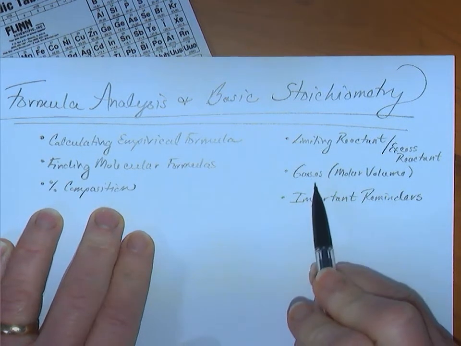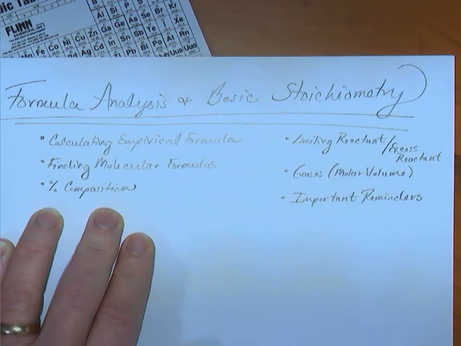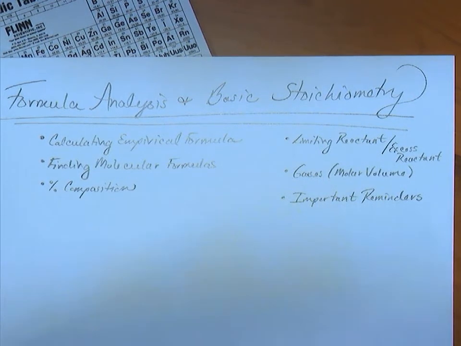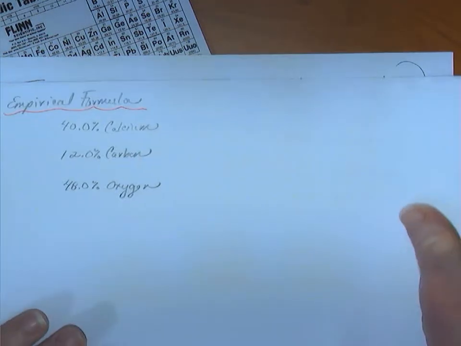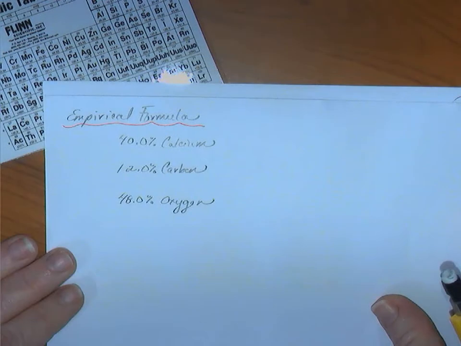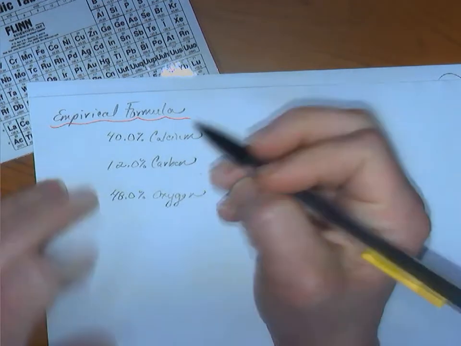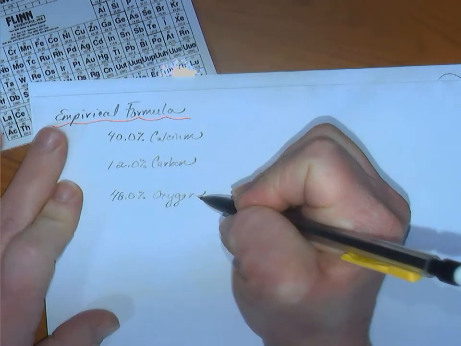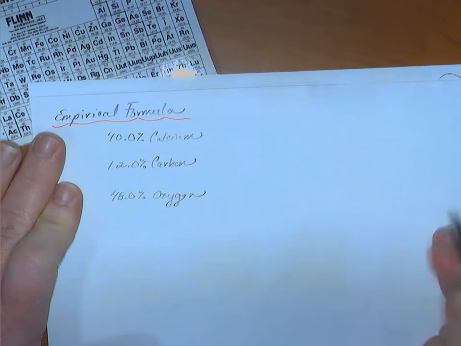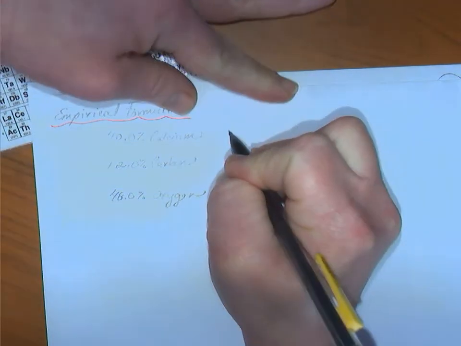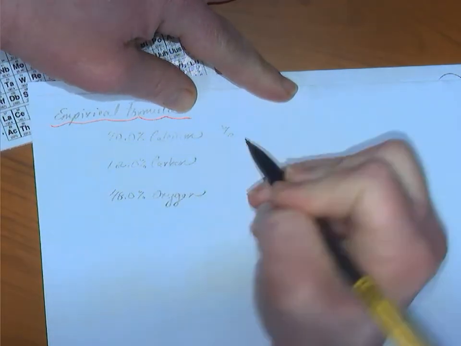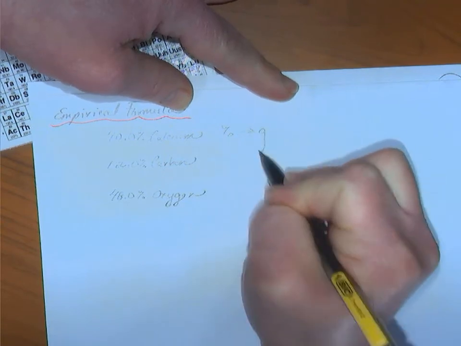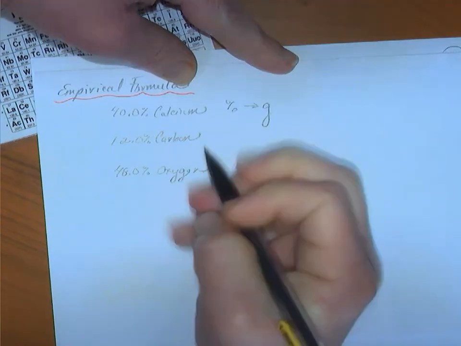How about when gases are involved in stoichiometry? And then just some important core reminders. So let's dig in first with empirical formula. Usually in an empirical formula problem, you are given the elements that make up the compound and their percent composition. So remember, the first thing that we'll do is assume we have 100 grams of sample, and then percent directly converts to gram. That's our first step.